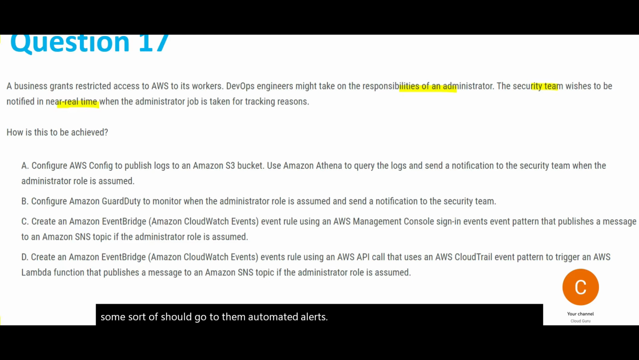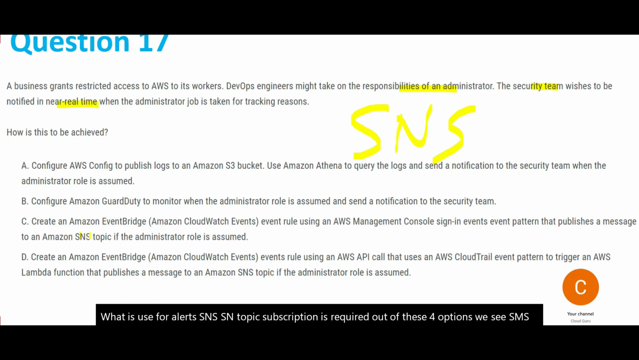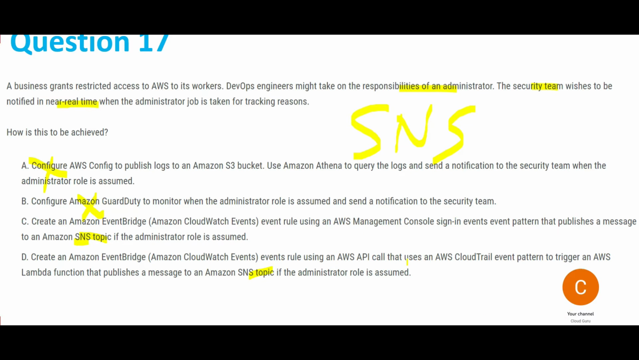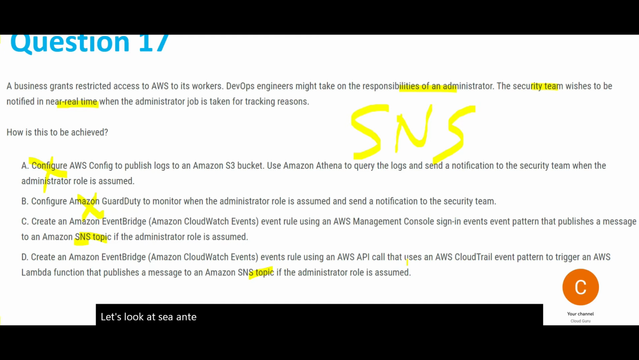What is used for alerts? SNS. Topic subscription is required. Out of these 4 options, we see SNS only in the last 2. That is here SNS topic, and then here SNS topic. I do not see it in A and B, so I am rejecting A and B. They cannot be the answers. Now let's look at C and D. They are very identical. Both are using EventBridge. That is fine. But what is the difference?